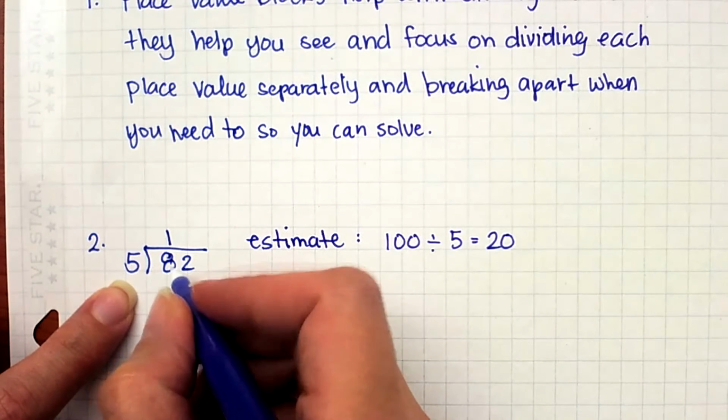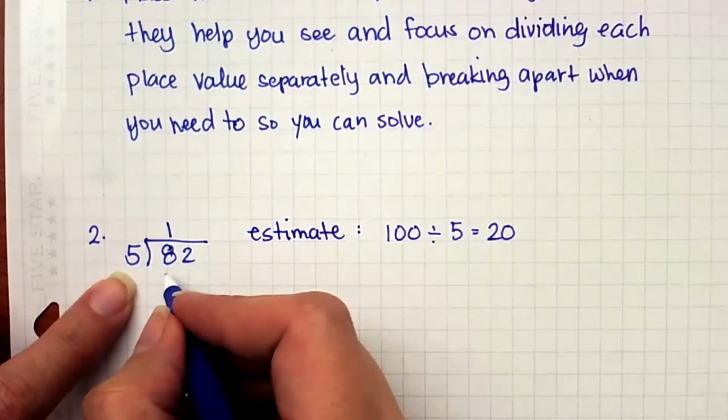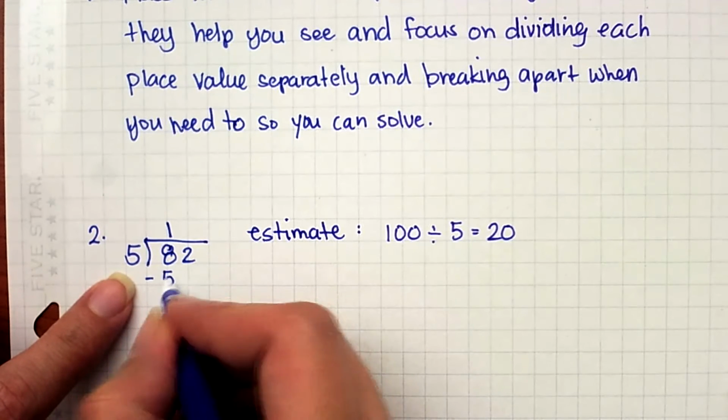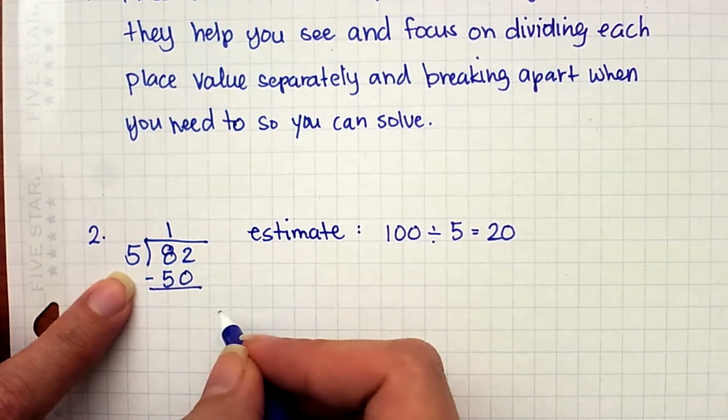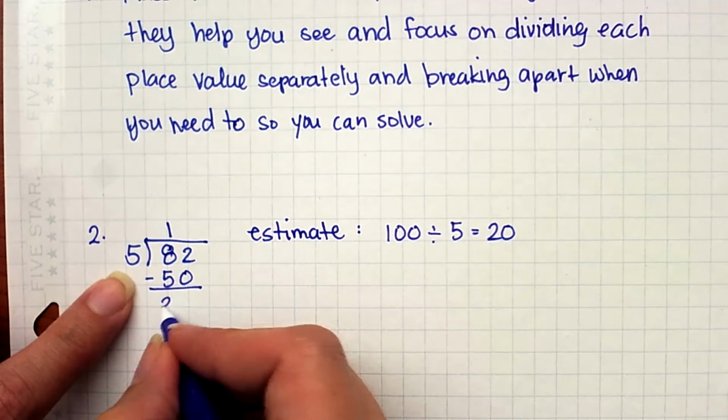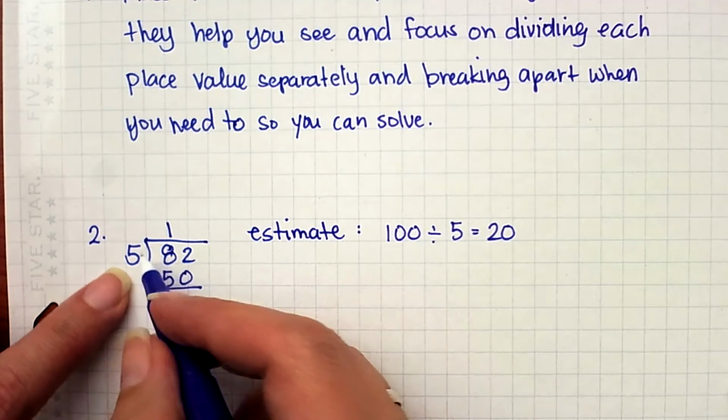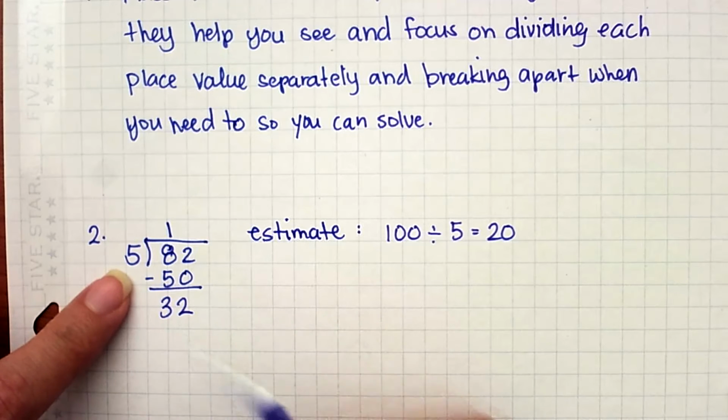I put it on top of the tens place because that's what I'm working with. So I'm going to subtract off 50 here, and then I'm going to be left with 32. Now, how many 5s are in 32?